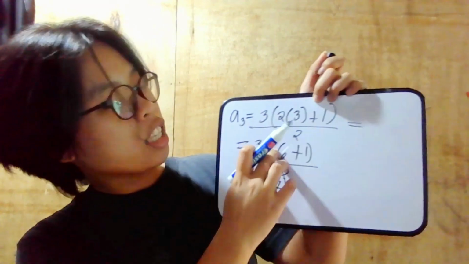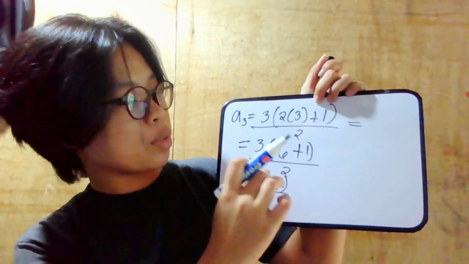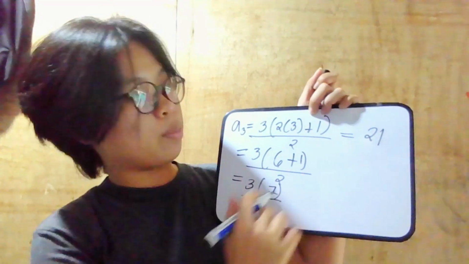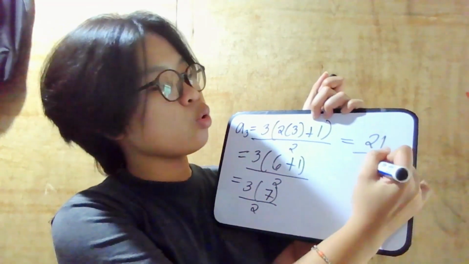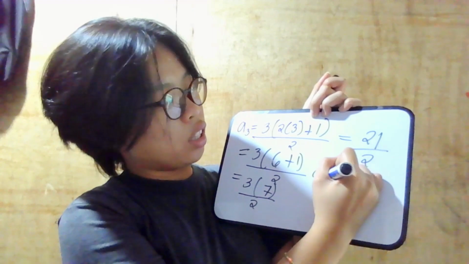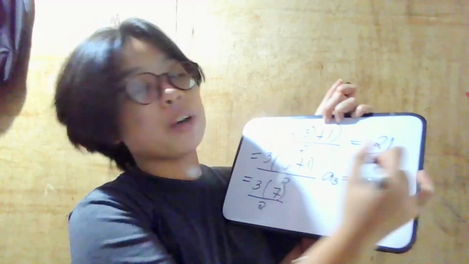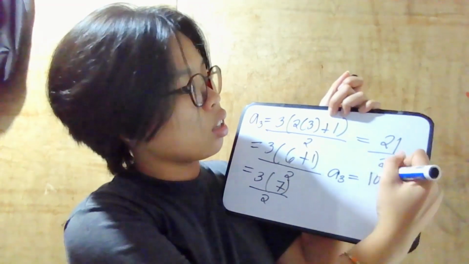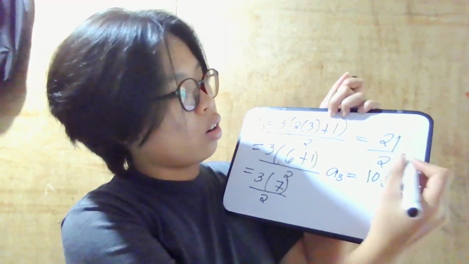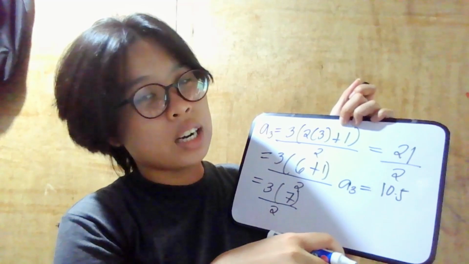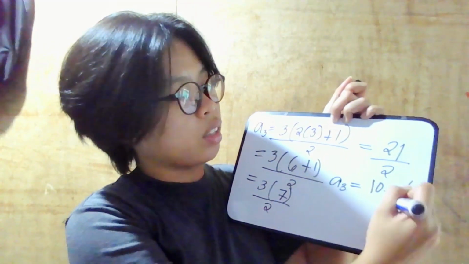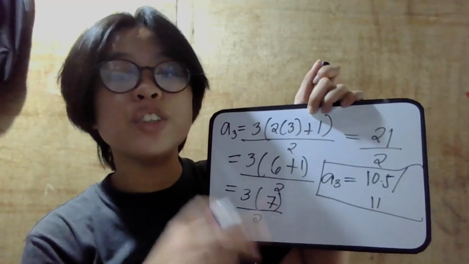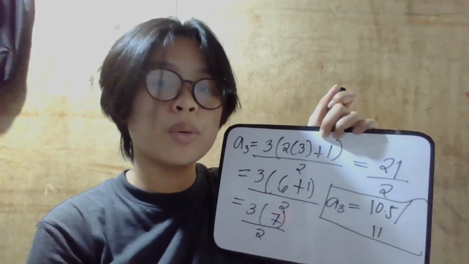Okay. So 6 plus 1 is equal to 7. So 3 times 7 is equal to 21. Then we divide it by the common difference, which is 2. So our a sub 3, when we compute it on the scientific calculator, is 10.5. Or if we round it off, it can become 11. So this is our a sub 3. That is the third term of the sequence.